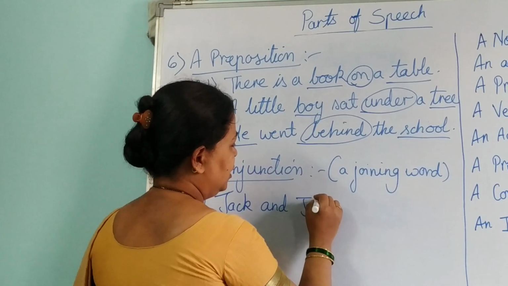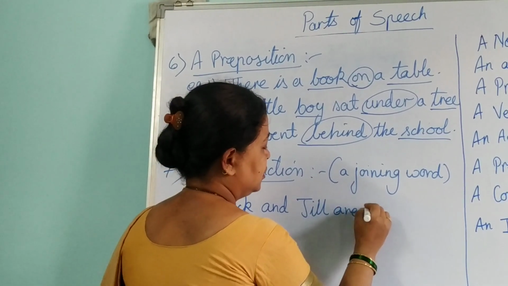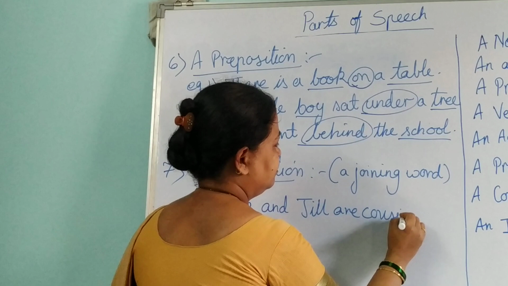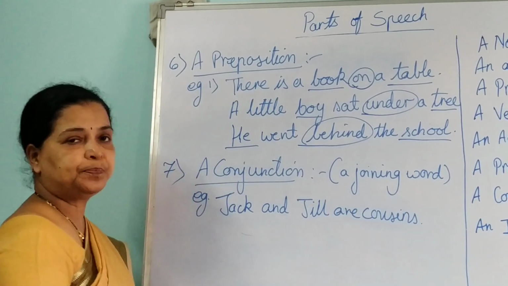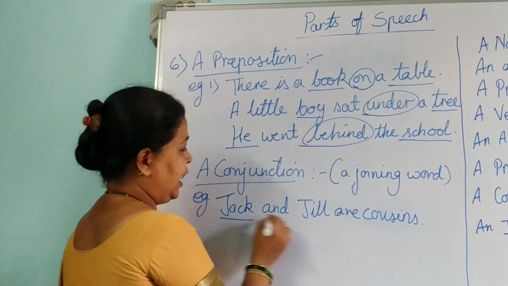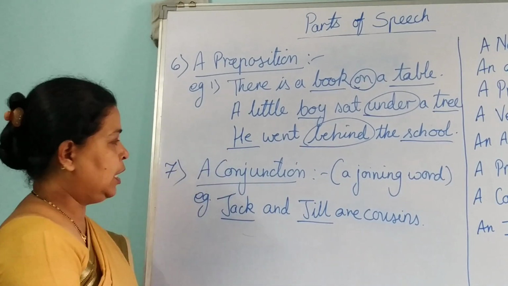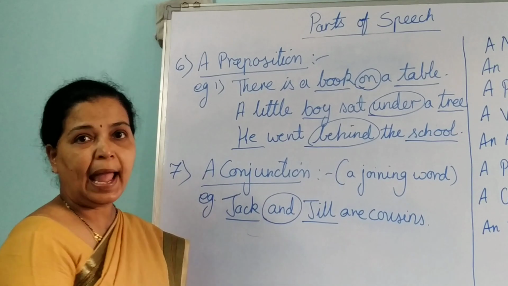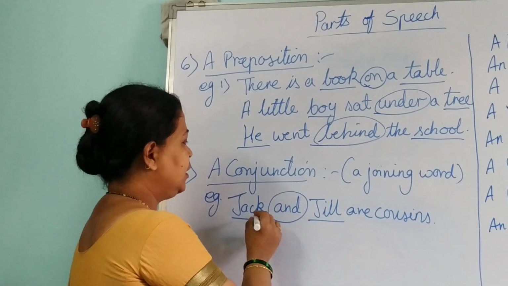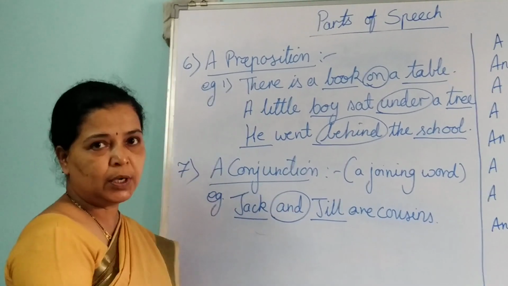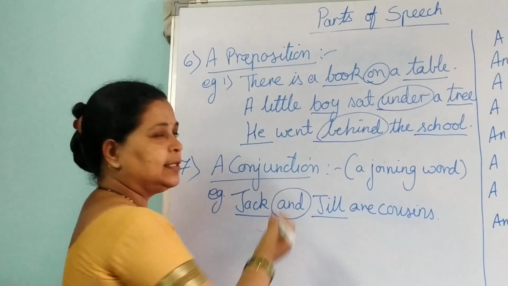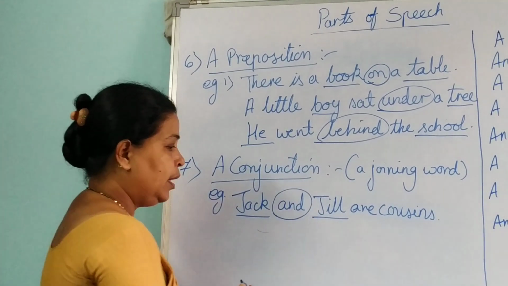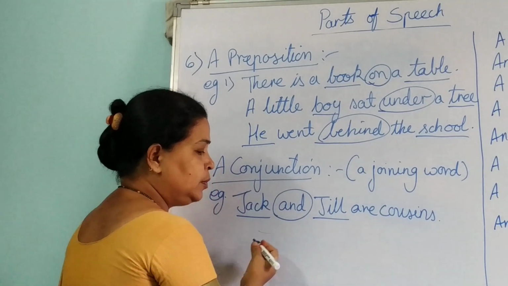Jack and Jill are cousins. Now see, Jack and Jill are two words joined by the word and. So here and is joining two words. So it is called as a conjunction. Okay. Now one more example we'll do.